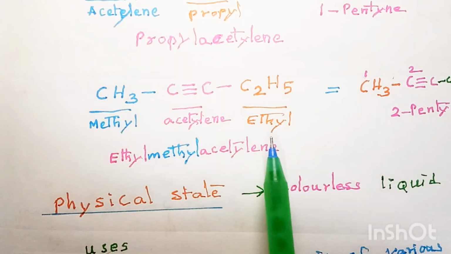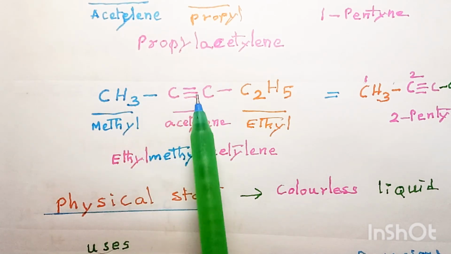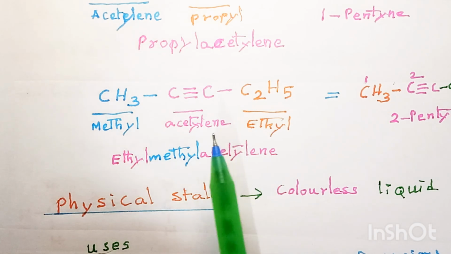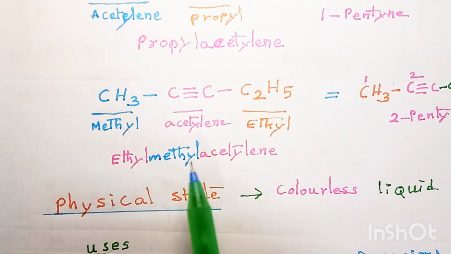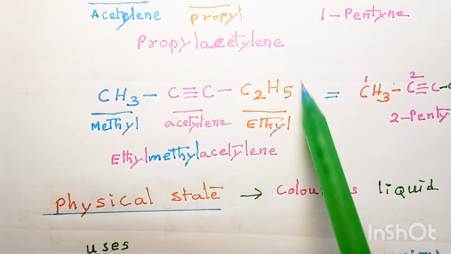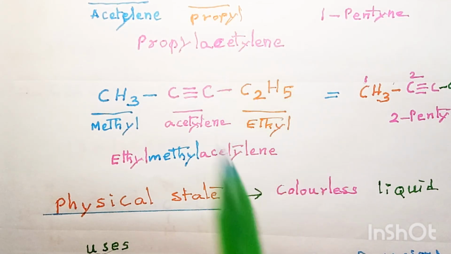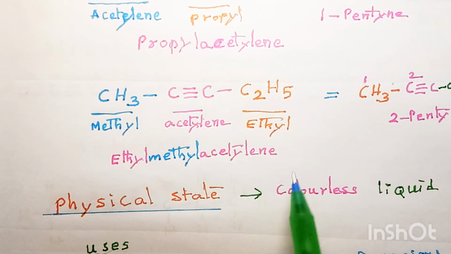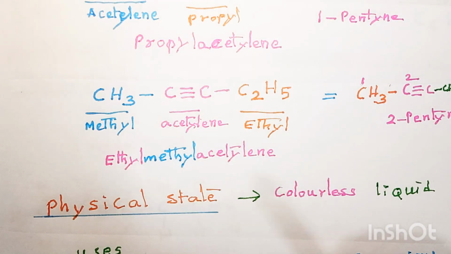Similarly, 2-pentyne can be written like this. CH3, single bond, C triple bond C, single bond C2H5. C2H5 is nothing but CH2, CH3. This is the ethyl part. By seeing it, we can recognize it as ethyl. This is methyl. So it is called ethyl methyl acetylene. Why can't we call it methyl ethyl acetylene?